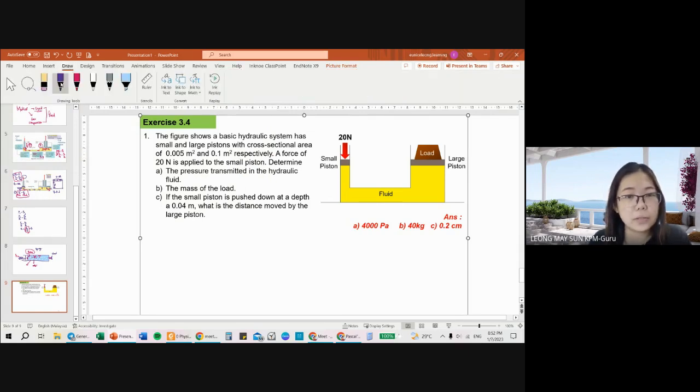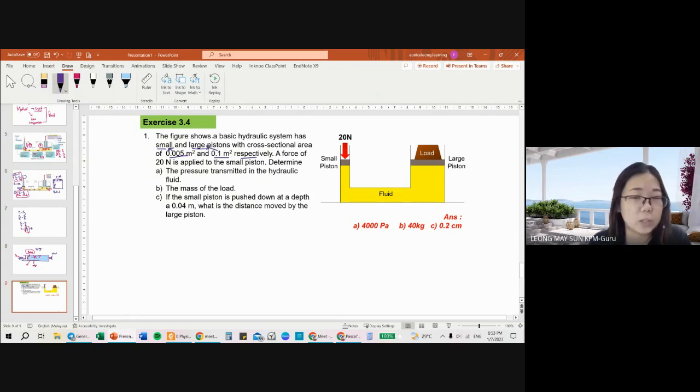So please do take note, if they mention small and large piston, then they mention the values, and they said respectively, it actually means that this one corresponds to the small piston, 0.1 corresponds to the larger piston. And then a force of 20 Newton is applied to the small piston. So I'm going to use F1 for the smaller piston. The load will be F2.